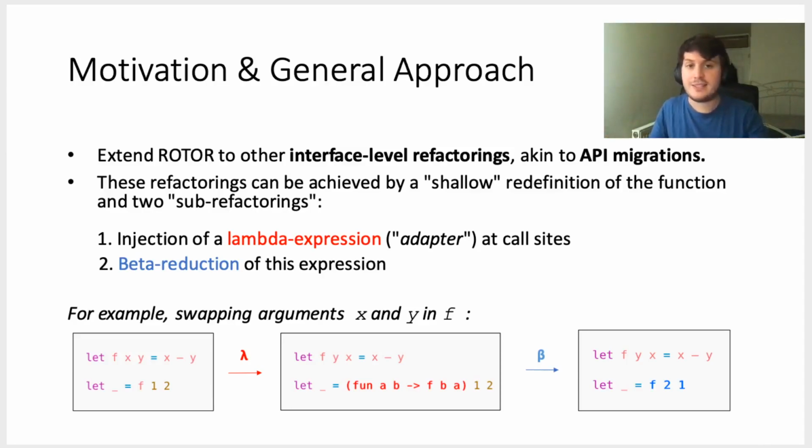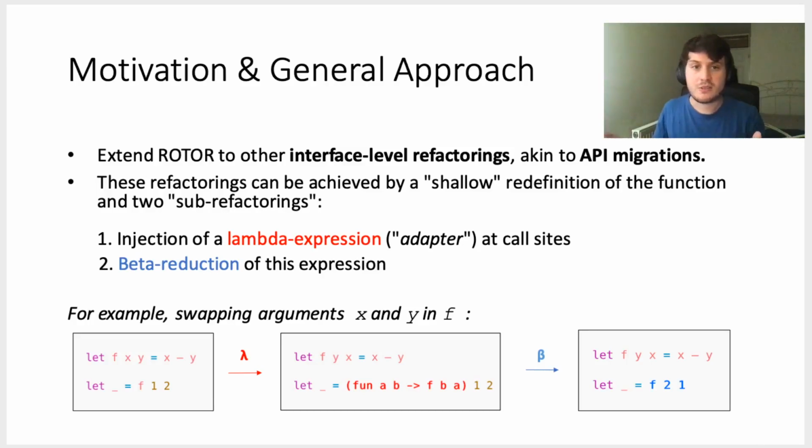As a matter of fact, these kinds of refactorings can be achieved by using an approach that consists in a shallow redefinition of the function, meaning a redefinition of the function that only changes its interface but not its body, and a combination of two sub-refactorings. The first sub-refactoring is the injection of a specific lambda expression at the call sites of the function to refactor. This lambda expression, that we also call an adapter, implements the semantics of the refactoring.